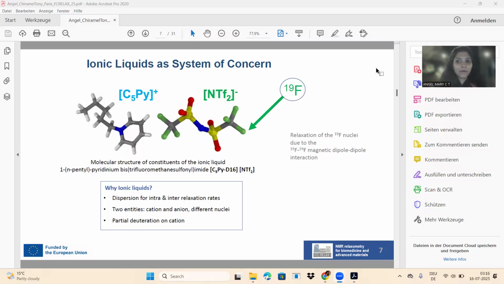Hello, I'll be talking about the bottom-up approach we employ for calculating the relaxation rates from a very theory-dependent and MD combined methodology, taking the C5PY plus NTf2 minus ionic liquid as an example. So we'll be probing the 19F spin-half NMR active nuclei, and we will be looking into the contribution from intermolecular and intramolecular relaxation rate.